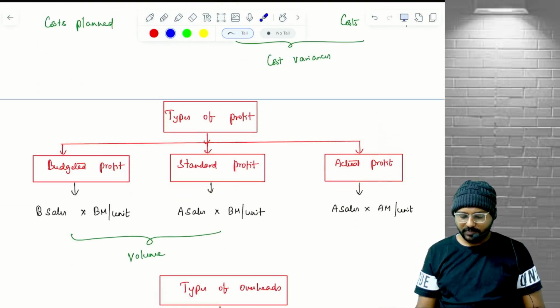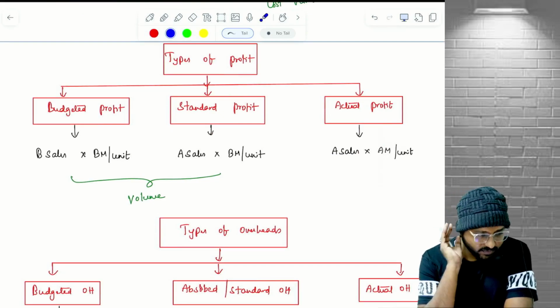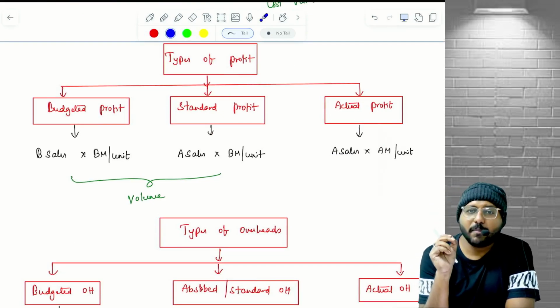Are we done with this? Right. Moving on to next one. Now tell me, how many types of cost we have? Three types of cost. What are they?